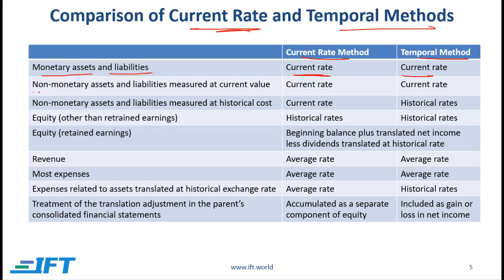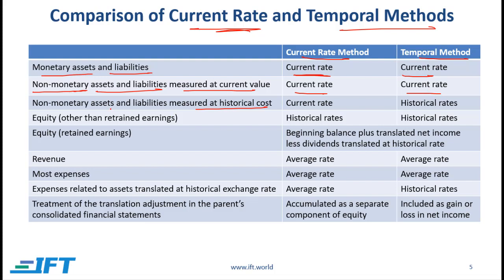Next, we consider non-monetary assets and liabilities. And with non-monetary assets and liabilities, we can have two subcategories. Some might be measured at current rate, while others need to be measured at historical rate. We might have some non-monetary assets such as inventory, which is measured at current value. Now, if the non-monetary asset is measured at current value, then with both the current rate method and the temporal method, we use the current exchange rate.